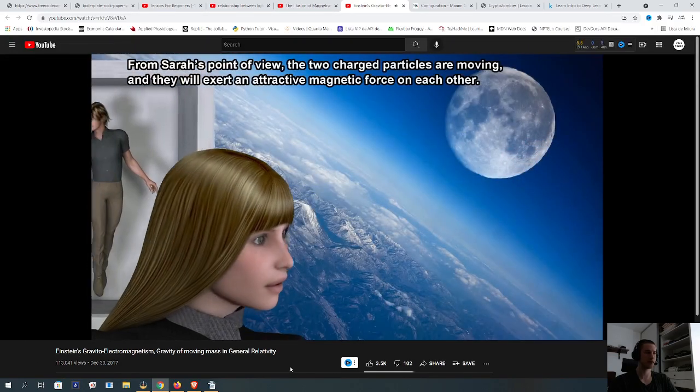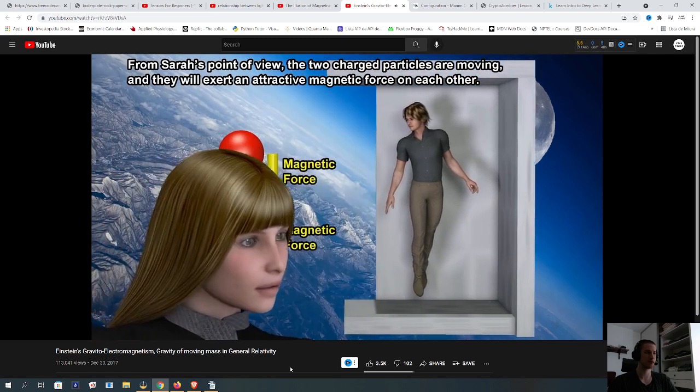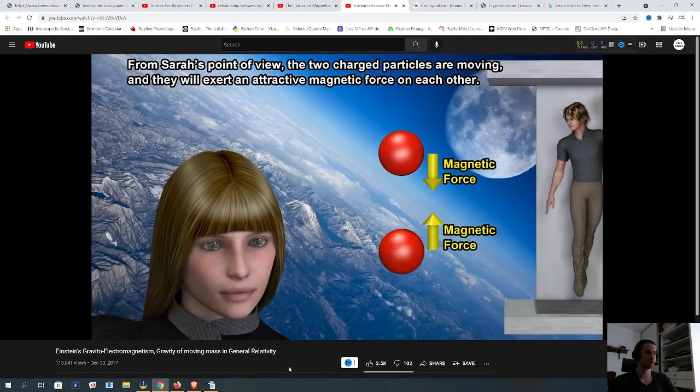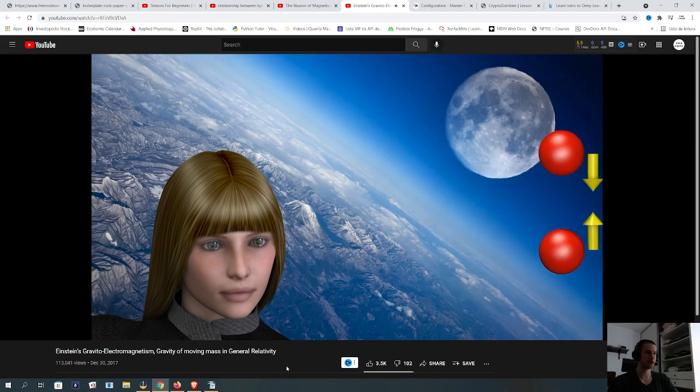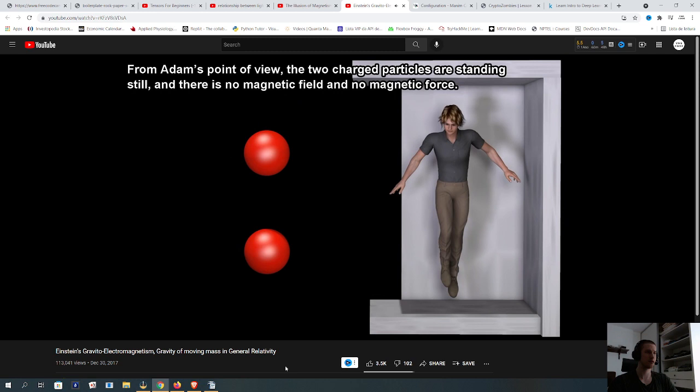From Sarah's point of view, the two charged particles are moving, and they will exert an attractive magnetic force on each other. From Adam's point of view, the two charged particles are standing still, and there's no magnetic field and no magnetic force.